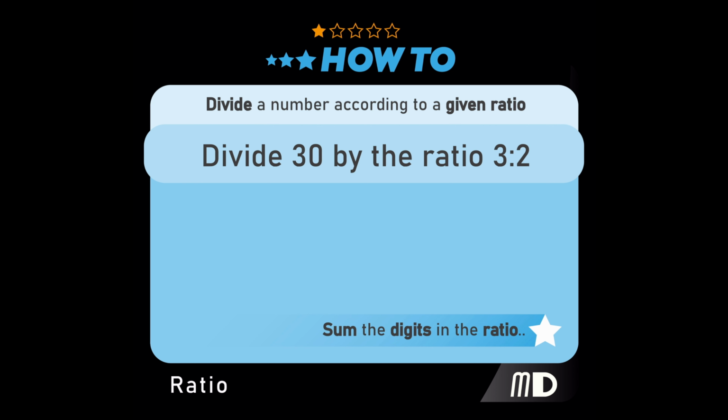To divide a number by a given ratio, we need to begin by finding the sum of the digits in the ratio. The ratio is 3 to 2, and 3 plus 2 is 5. So the sum of the digits in the ratio is 5.